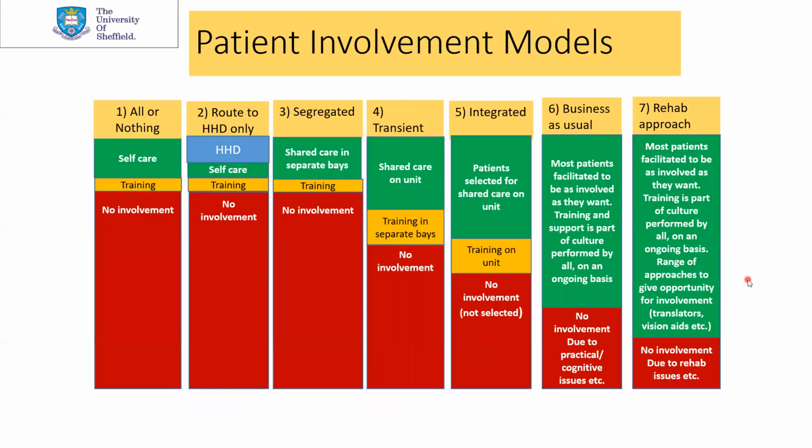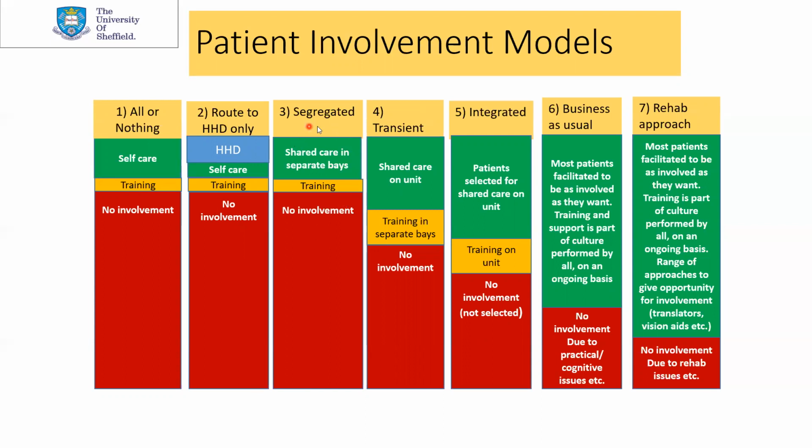In terms of patient involvement, we found these archetypes of service delivery. So we have number one, all or nothing. So this is patients dialysing independently, or no involvement at all, with a small amount of training and a small amount of self-care. Some sites it was a route to home dialysis only, so home hemodialysis. Some self-care while people are waiting to go home, and some training there to achieve that, and quite a lot of patients with no involvement. Again, number three, quite a lot of patients with no involvement.